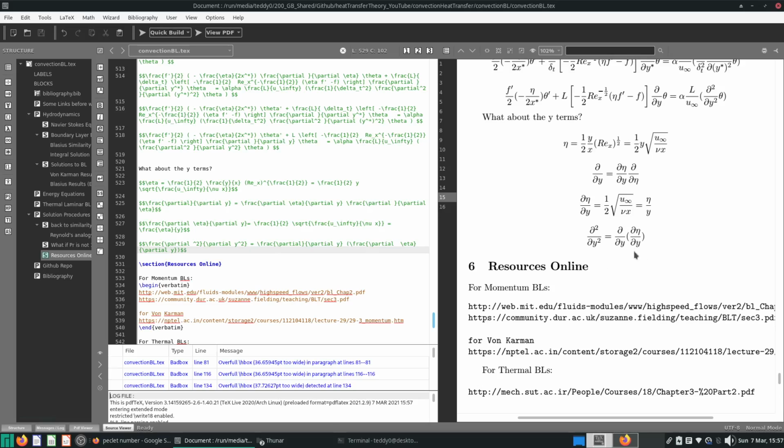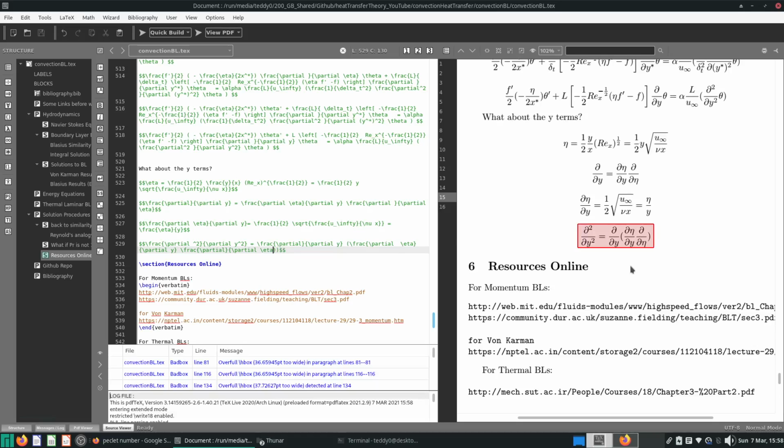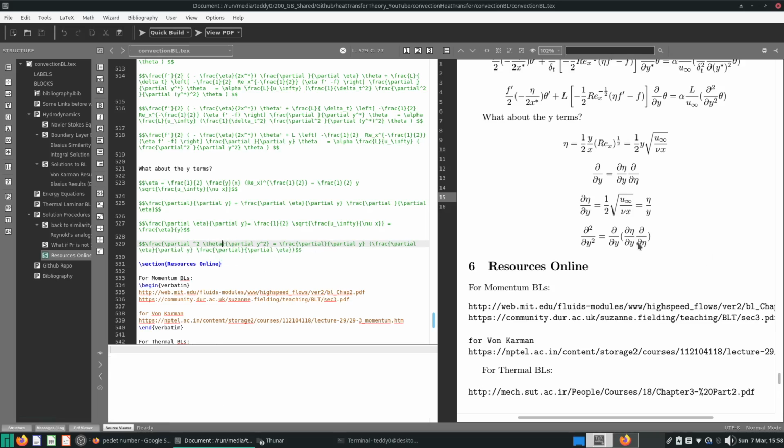Okay, I think I made a mistake there. It's partial by partial y, partial by partial y. So inside there should be a partial, partial eta. So the whole thing is inside there. Yeah, this is the correct way. So what are we trying to differentiate? We might as well just put in theta in there so that it's clearer what we are trying to do. So partial theta, partial eta.